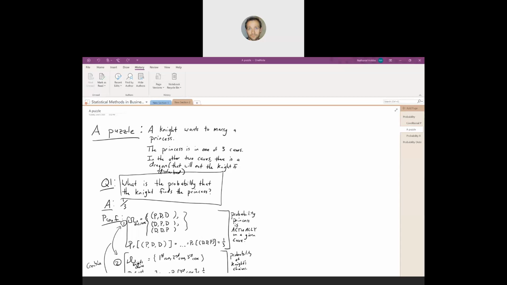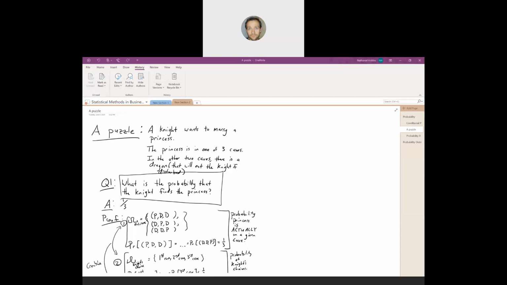So the last class, we talked about two different puzzles. The first is when a knight is trying to find a princess. The princess is in one of three caves. In the other two caves, there are dragons that will eat the prince. And so he's trying to find the princess. He can choose any cave he wants. He has a 1/3 chance in this scenario, or a 1/3 probability of making the correct decision. Another way to look at this is that he has a 2/3 chance of making the wrong decision.